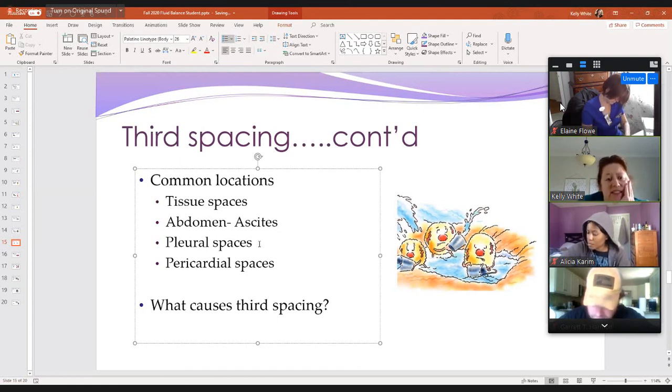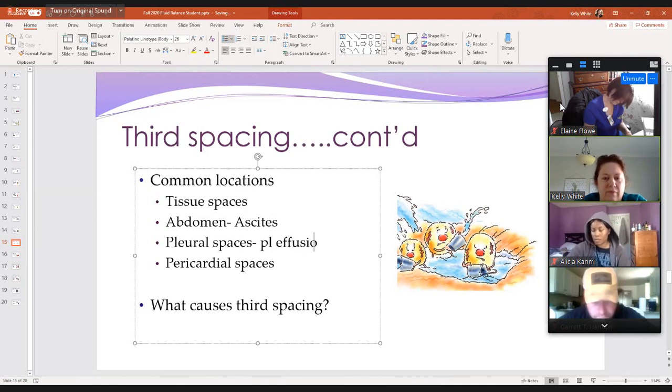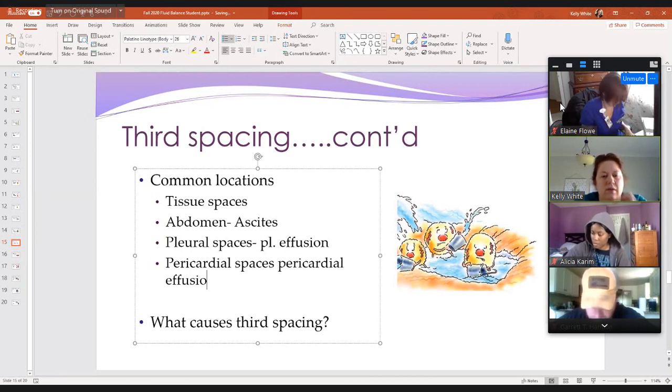If you have this excess fluid in your pleural spaces, it's called pleural effusion. And then if it's in your pericardial spaces, it's a pericardial effusion. So those are just kind of excess fluid pockets.